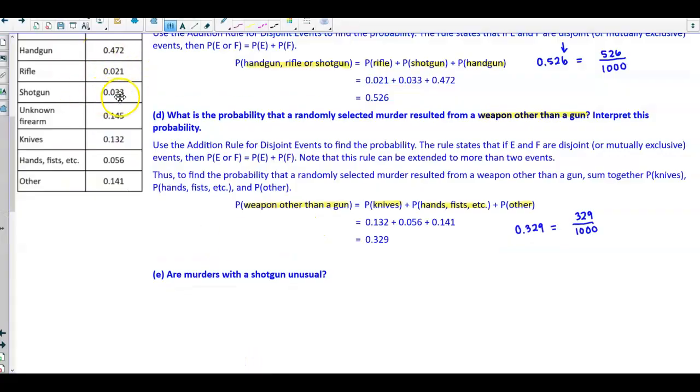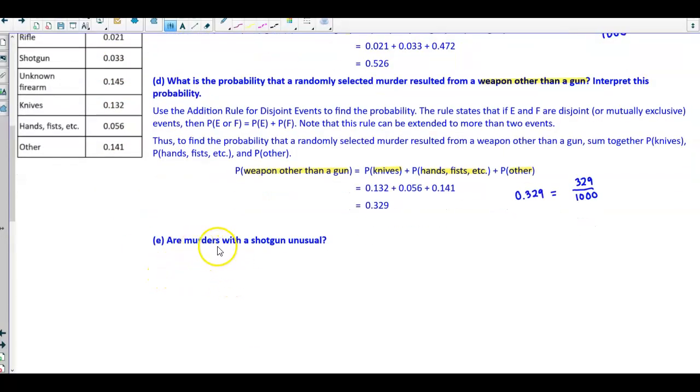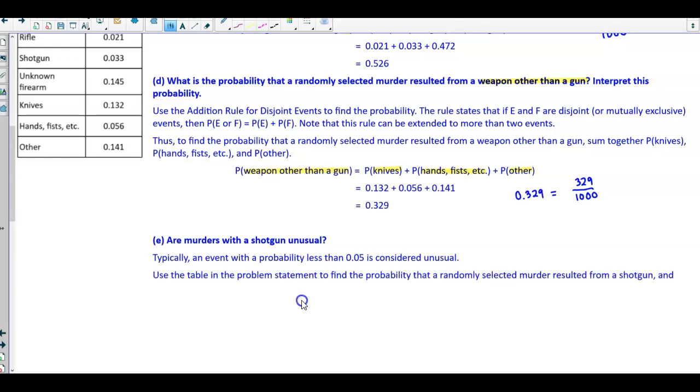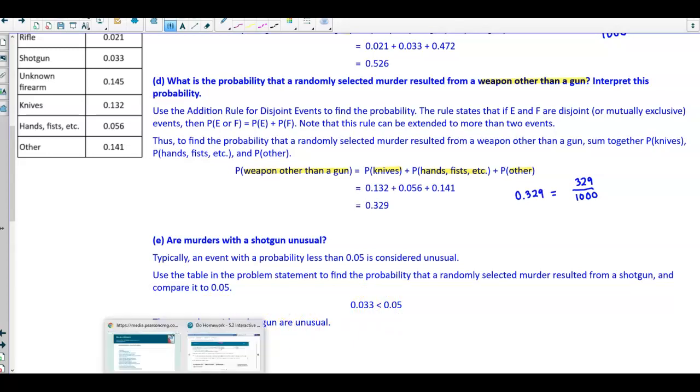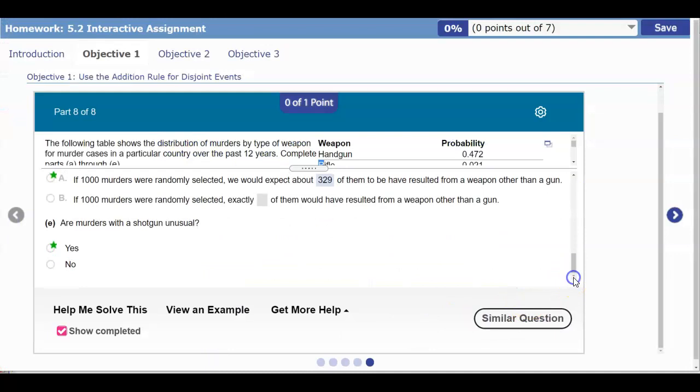Now the next question says, are the murders with a shotgun unusual? Well, the shotgun represents 0.033. Remember, typically an event with a probability less than 0.05 is considered unusual. We're going to use the table in the problem statement to find the probability that a randomly selected murder resulted from a shotgun, and compare it to 0.05. We know that 0.033 is less than 0.05, therefore the murders with a shotgun are unusual. So our answer is yes.